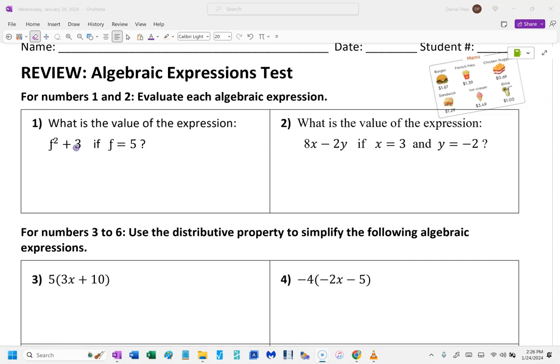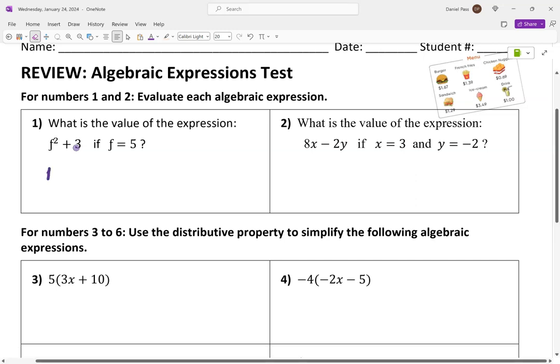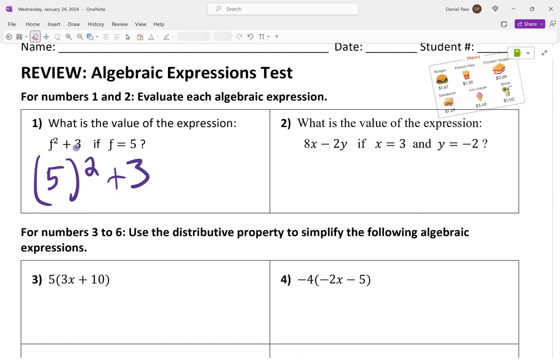If f equals 5, so it's 5 to the second power, which is 5 times 5. 25 plus 3. So hold on. When we write this down to show our work, we're going to write parentheses. That's how we show our work for substitution. All right. 5 squared means? 25. 5 times 5. Plus 3. Which makes? 28.